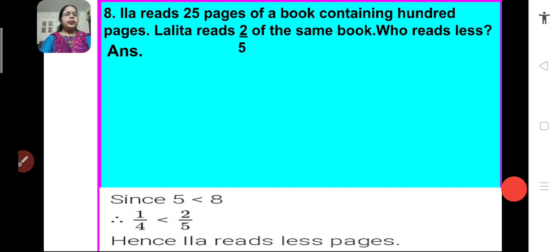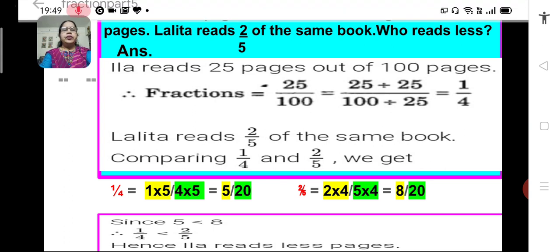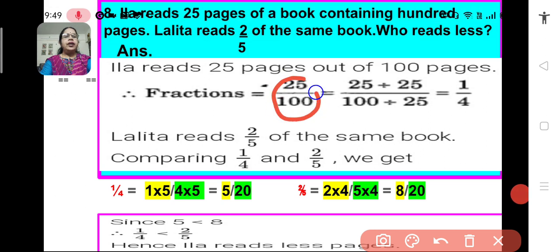Next question. Problem 8. Ila reads 25 pages of a book containing 100 pages and Lalita reads 2 upon 5 of the same book. Who reads less? So Ila reads 25 pages out of 100 pages. So what is the fraction? The fraction is 25 upon 100. When we convert this fraction into simplest form by dividing the numerator and the denominator by 25, because 25 is the HCF of 25 and 100, what do we get? We get 1 upon 4. This is the simplest form of 25 upon 100.